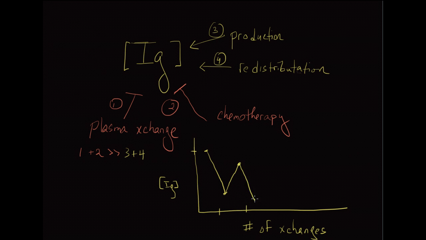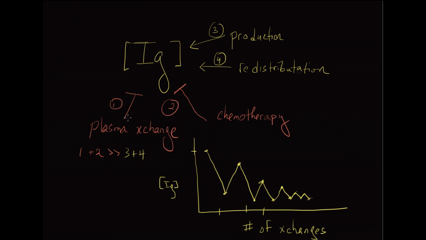And drop back down again. Come back up, another plasma exchange, drop back down. And so the pattern that you see is like this. And each drop corresponds with a successive round of plasma exchange. This graph is why you do multiple plasma exchanges over the course of consecutive days or every other day, because you have this production and redistribution that you're trying to overcome using your plasma exchange and or any adjunctive chemotherapy.